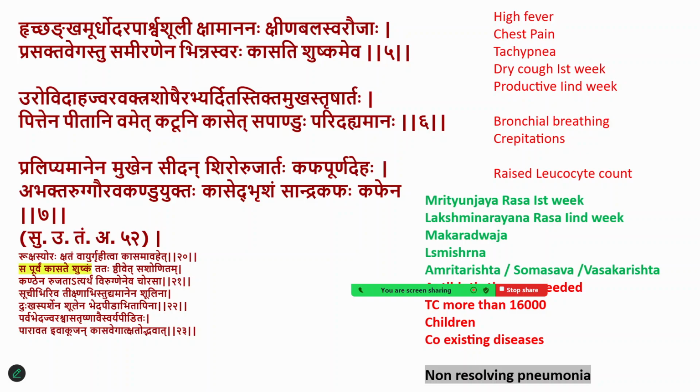Sapurvam Kasate Shushkam. In the initial week, there will be a dry cough, and that's exactly the first course. Then Tataha Sriveda Sashonikam. Then there could be an expectoration which could even be blood stained. So the course of the pathology is mentioned, though there is no specific mention of a Sannipataja Kasa, but I would consider these as signs of the three doshas involved in a sequence, starting from Vata, then Pitta and Kapha, and the clinical symptoms also are very much related to that.